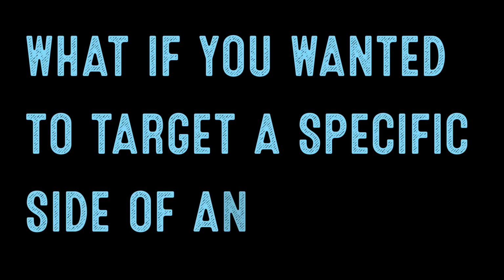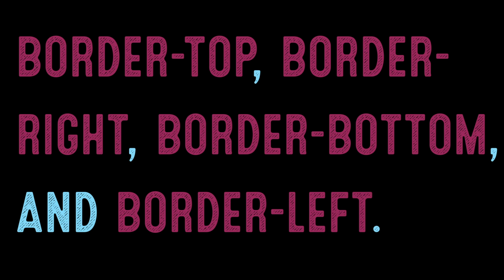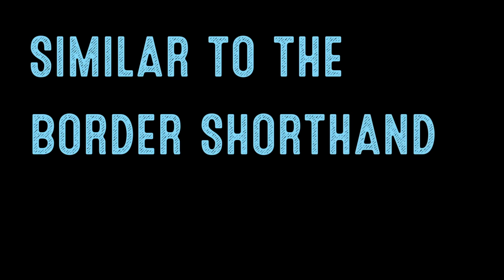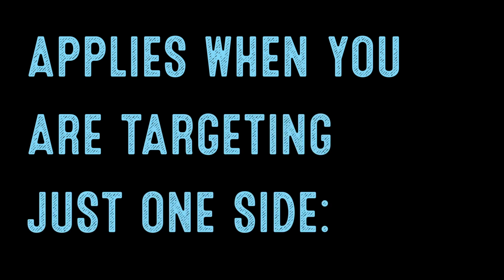The daily code snippet. What if you wanted to target a specific side of an element when specifying a border? In this case, you can use border-top, border-right, border-bottom, and border-left. Similar to the border shorthand that we used when targeting all four sides of an element, the shorthand applies when you are targeting just one side.